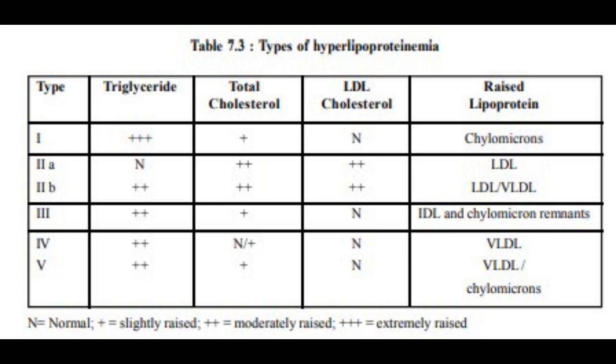Table 7.3. Types of hyperlipoproteinemia. A brief review follows. A. Type 1 hyperlipoproteinemia is an uncommon pattern marked by elevated chylomicrons. Cholesterol is normal and triglycerides are markedly elevated, usually greater than 1000 mg per deciliter. Among the primary disorders producing this pattern are familial lipoprotein lipase deficiency and apolipoprotein C2 deficiency.